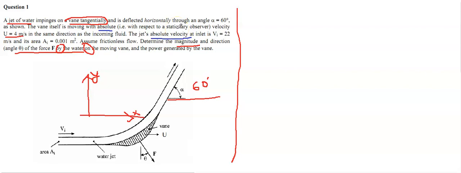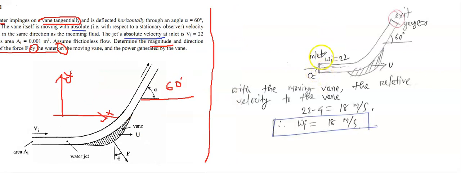Now in this case you can see the vane is moving with an absolute velocity 4, and in this case the jet absolute velocity is 22. So both are moving. The vane is moving this way, the water jet flow is going this way. So this is another inlet velocity. We need to calculate the relative velocity. So let's calculate the relative velocity at first. Let's put this diagram here.